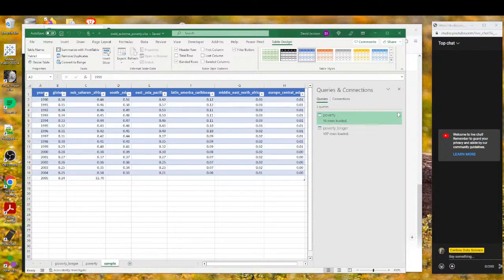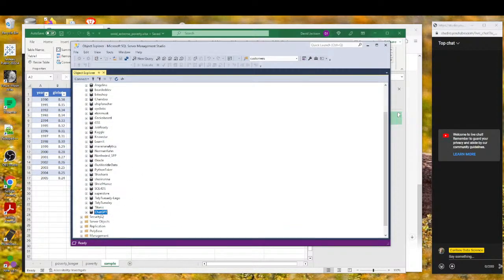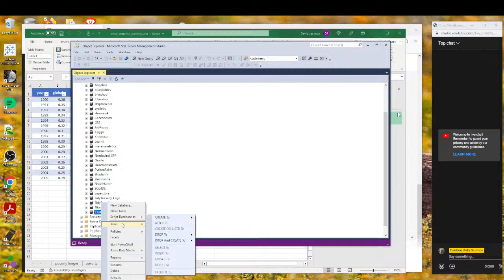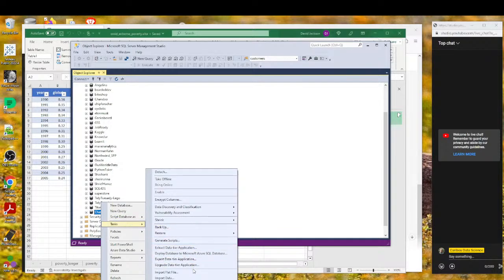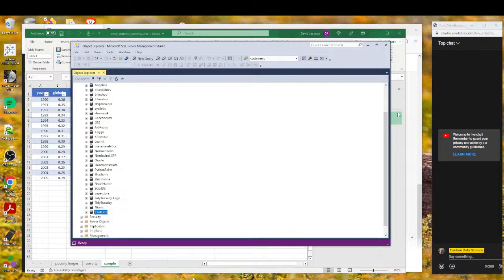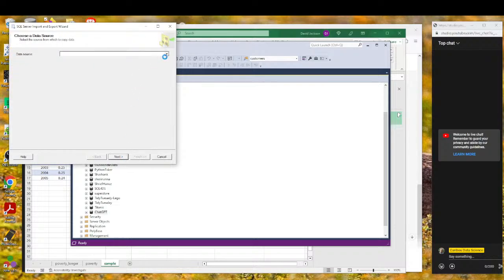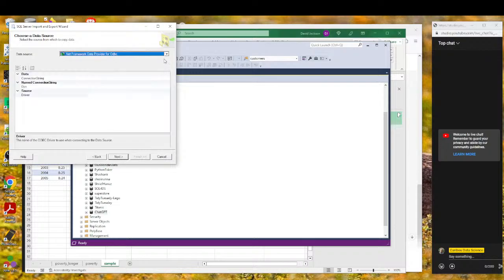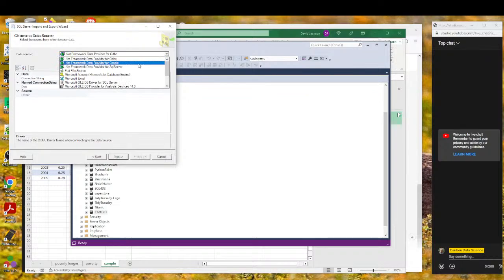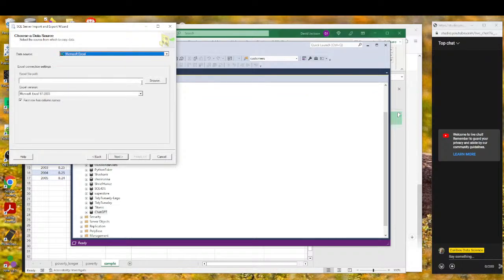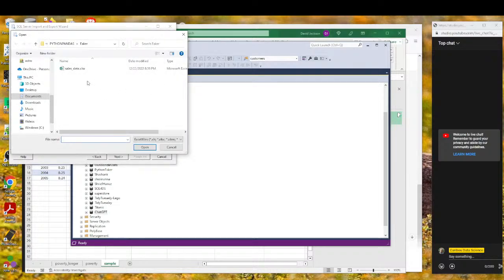directly into ChatGPT. Data source, Excel, browse. I don't know. Documents.